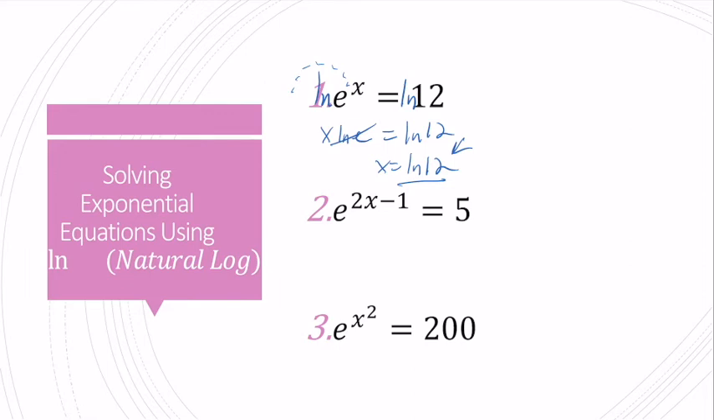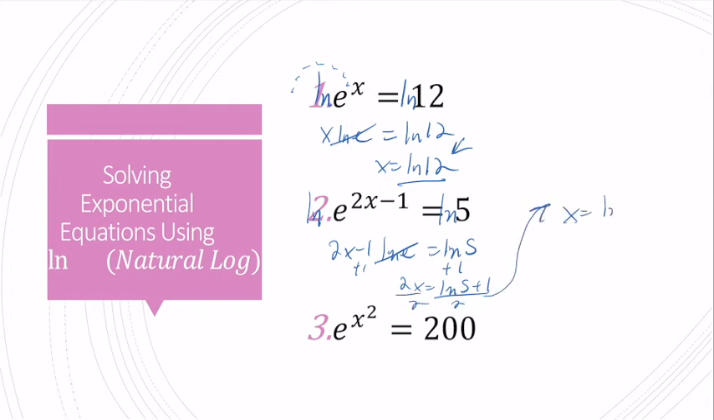So let's solve these next two again using the natural log. I'm going to take the natural log of both sides. That gives me 2x minus 1. Natural log of e equals the natural log of 5. Natural log of e is 1. I can add 1 to both sides. So I have 2x equals the natural log of 5 plus 1. Divide both sides by 2. I get that x equals the natural log of 5 over 2 plus 1 half.